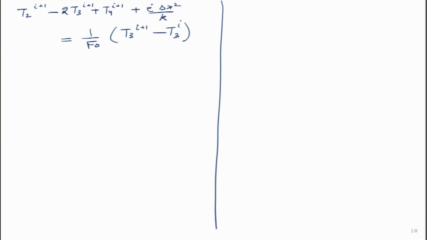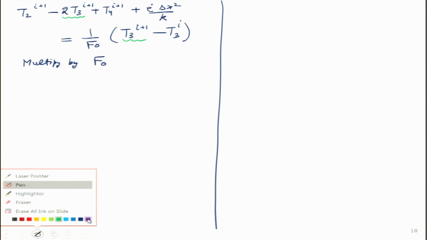Now, let us do one more thing. I will multiply it throughout by Fourier, and then do some rearranging. By rearranging, what I essentially mean is that I want to take this T3 along with its companion T3 on the left side, because both these are T3 at the i plus 1 time step. So, I want to add them together and put them in one term. Let us go ahead and try to do that.